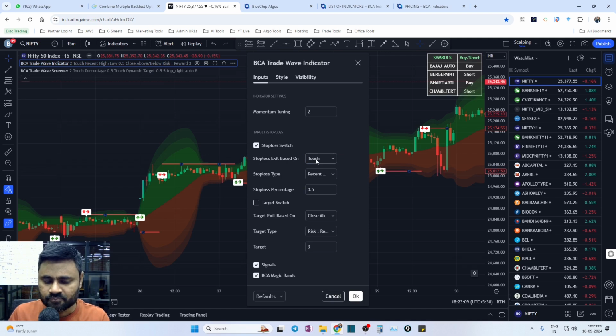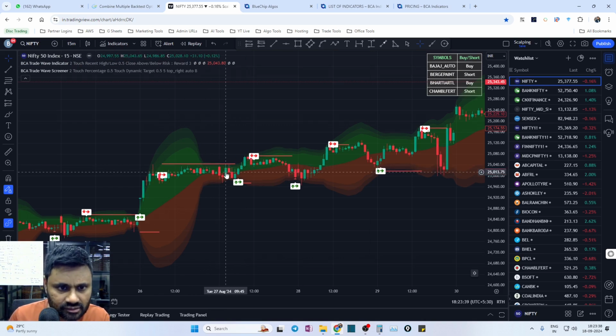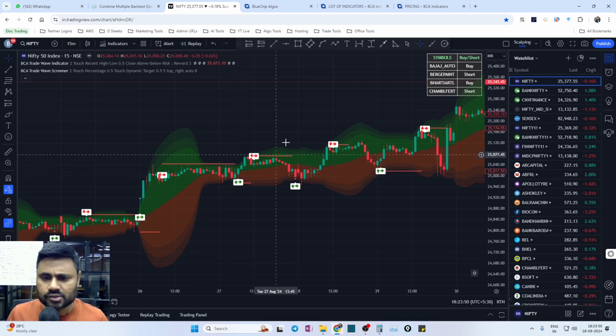If you put touch here, that means as soon as the market hits that particular line, it treats that as a stop loss hit call. Okay. And if you put close above below, then it has to close above that level in this case, and only then it will be considered as a stop loss hit. So you have both the options available, and you can see here the market did not touch here. That's the reason it did not give. Even here in this case also, I think it did not touch. Yeah, you can see here the high is 25,043.65, whereas the line is 25,043.80. Okay, so it's pretty accurate.